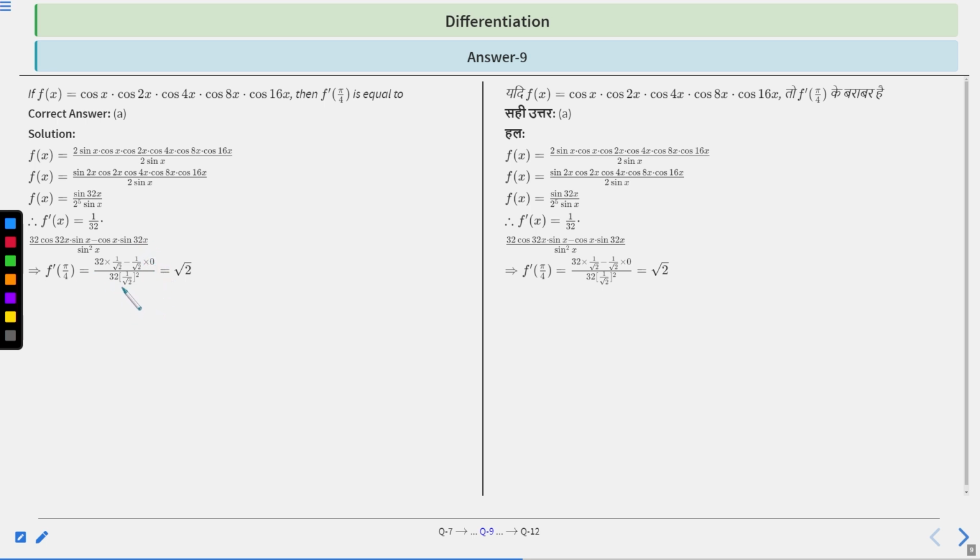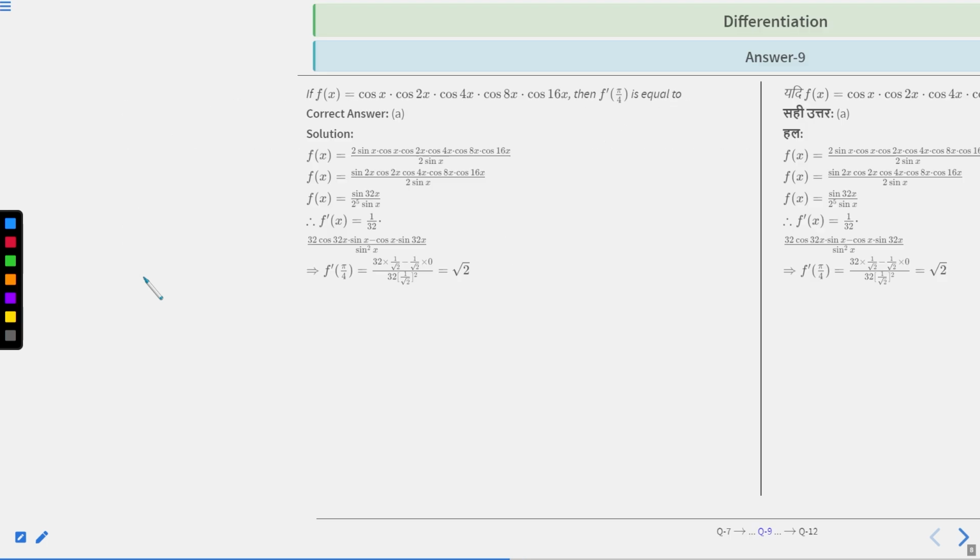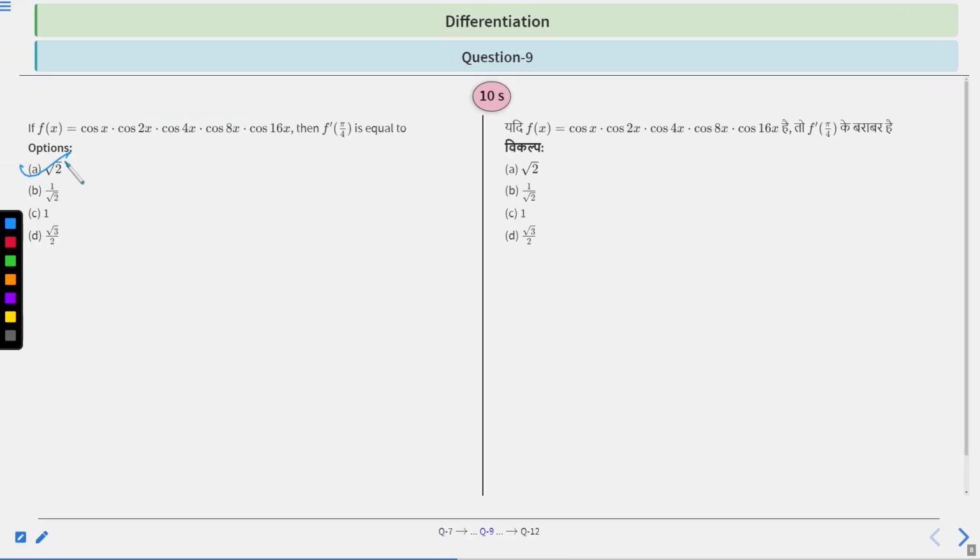And the denominator is 32 into 1 by root 2 square. So after solving, you will get the answer as root 2. Clear? So I think option A is the right choice, root 2. Got it? Option A is the right choice.